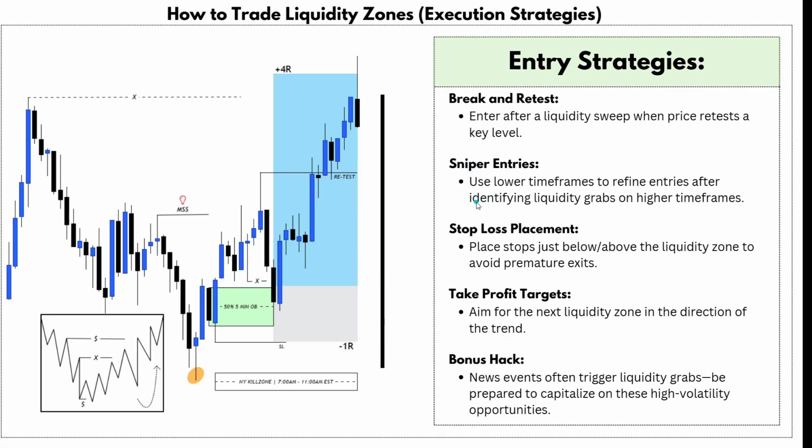We then use lower time frames to refine those entries after we identify our liquidity zones. And for me, I always risk between 0.5R or 1R. And I place my stop loss below swing lows, just above or below the liquidity zones to avoid premature exits, right? And for our take profits, as you can see right here, these old swing highs, we always aim for opposing sides of liquidity after we enter our trade.